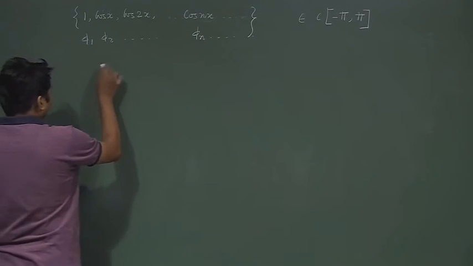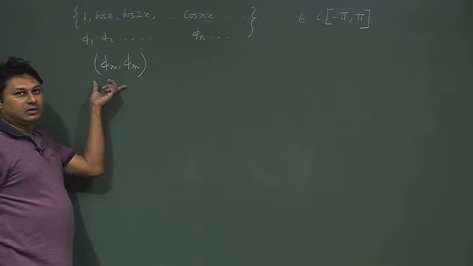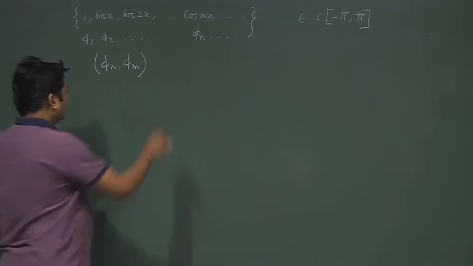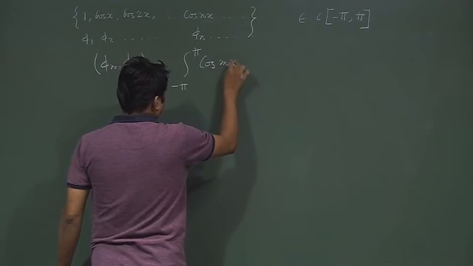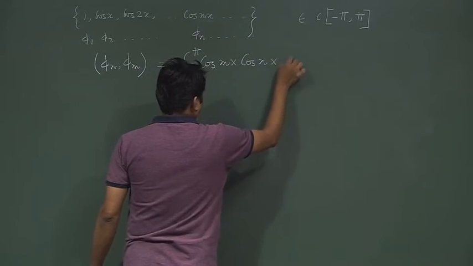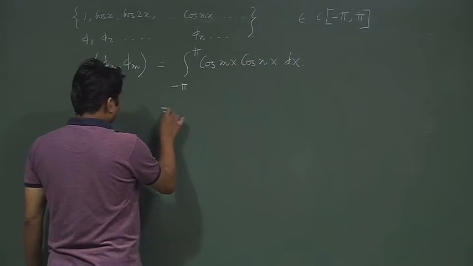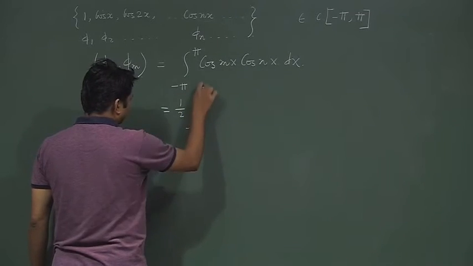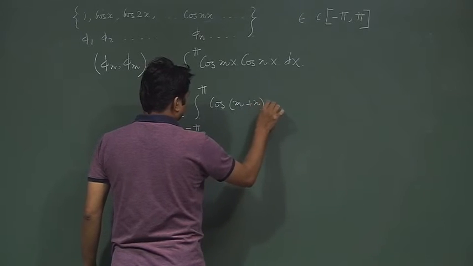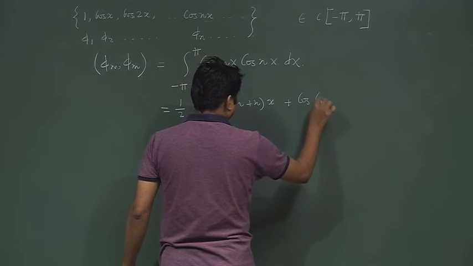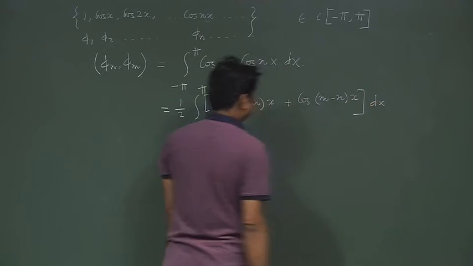Now, I need to do a general thing, phi m, phi n, where m and n are not equal to 1, this is something defined. My integration will be something like that, cos of mx multiplied by cos of nx. Now, we know how to do this integration. If I take half here, minus pi to pi here, then 2 cos cos can be split into cos (m plus n)x plus cos (m minus n)x.